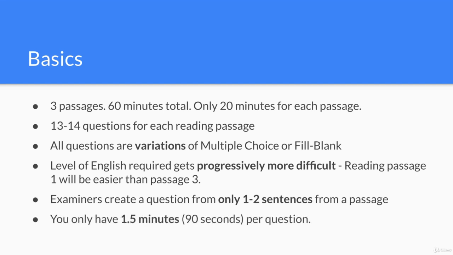Next, you will have about 1.5 minutes per question, so about a minute 30 per question, or 90 seconds. Remember, there are a total of 40 questions in the reading test. So if you spend about 90 seconds per question, then you should be able to answer all 40 questions in the total time of 60 minutes that you have available.